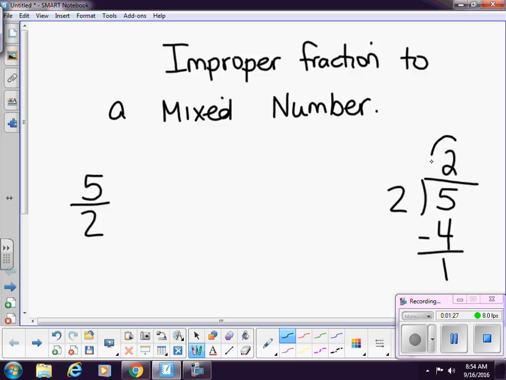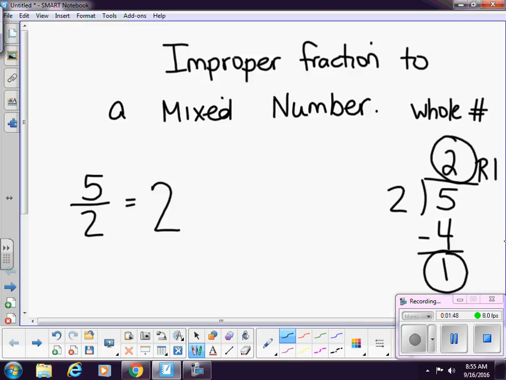Now, the 2 on top here is your whole number. And I'm going to put the number symbol there instead of writing out number. So that 2 is my whole number. The remainder, well, some of you guys can go up here and put remainder 1, okay? That 1 is your top number, and then what you divide it by is still your bottom number. So your denominator stays the same? Yes.